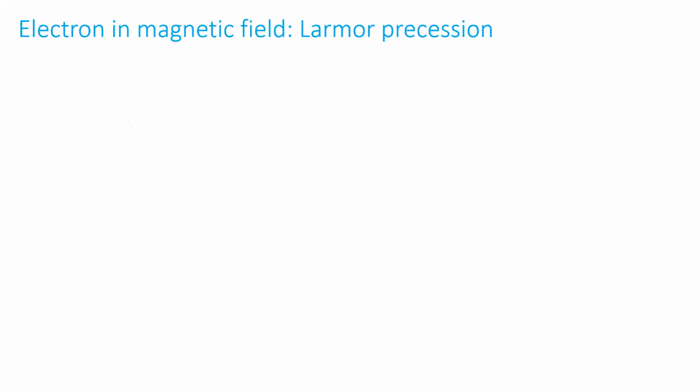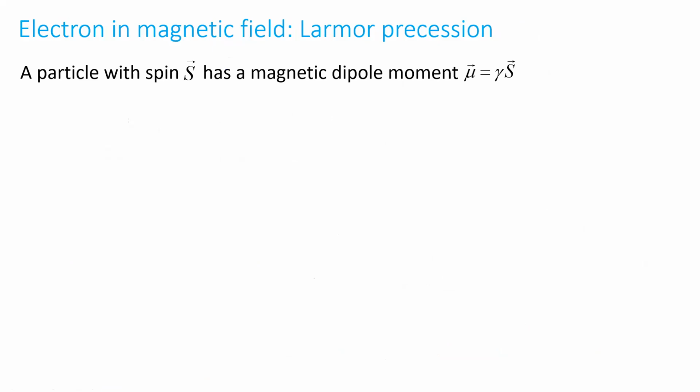They don't commute. Okay, let's take a look at a couple of physical examples using this spin stuff. We're going to look at an electron in a magnetic field and look at something called Larmor precession. It turns out a particle with spin s has a magnetic dipole moment, which we call mu, equal to gamma times s. Gamma is called the gyromagnetic ratio, magnetic because it gives rise to a magnetic dipole moment, and the gyromagnetic ratio depends on the particle. For the electron, it turns out to be just a little over 2, and its units are coulombs per kilogram.